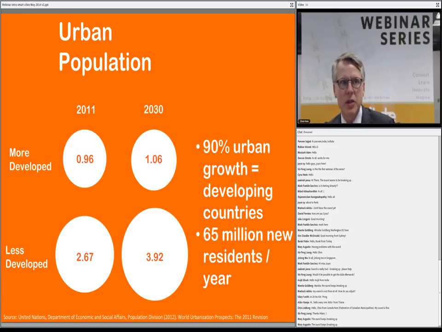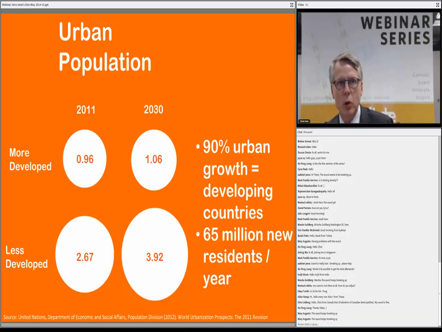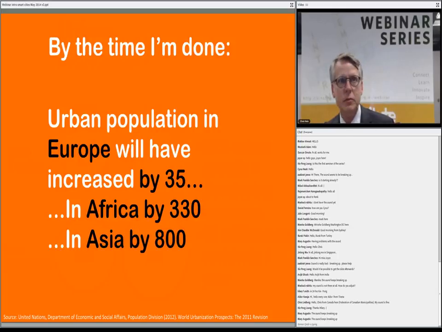And you can see from this slide that it is rapidly increasing and will increase over the next decades to the point that cities in developing countries will face problems that far outpace what we see today. By the time I'm done, as you can see, populations in Europe will have increased by 35, but we really see the largest growth in the African continent and the Asian continent as more and more cities and the small to medium-sized cities grow in each of those continents.